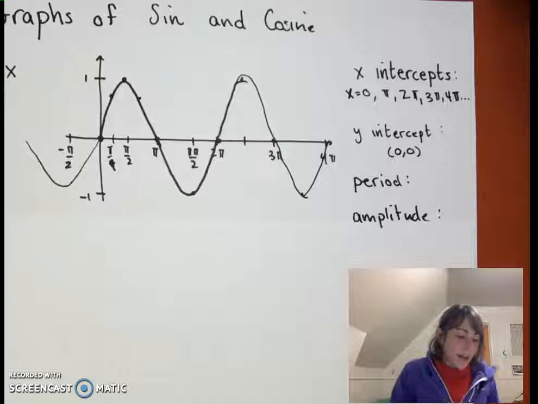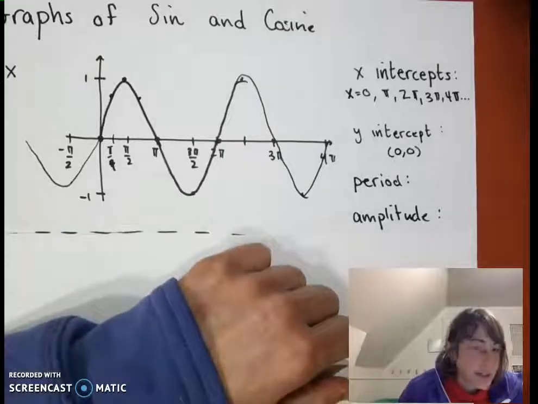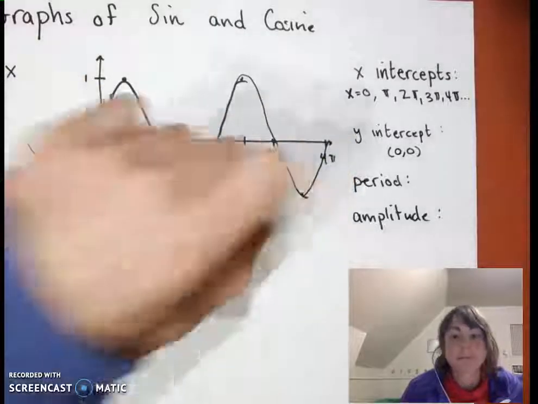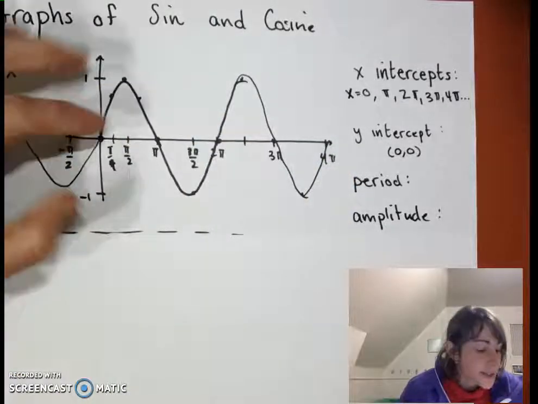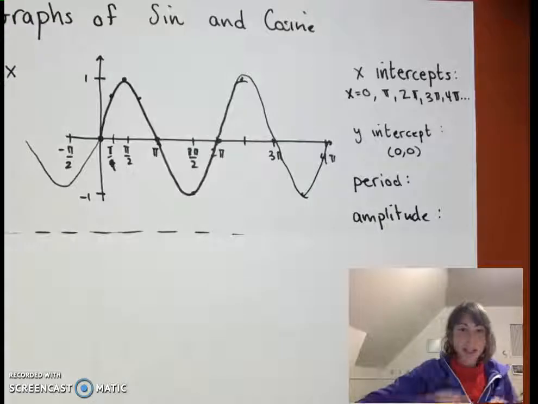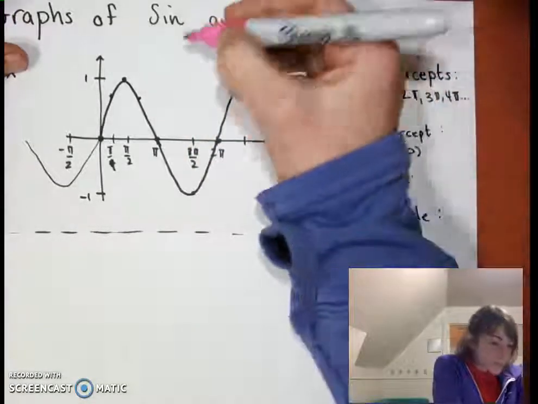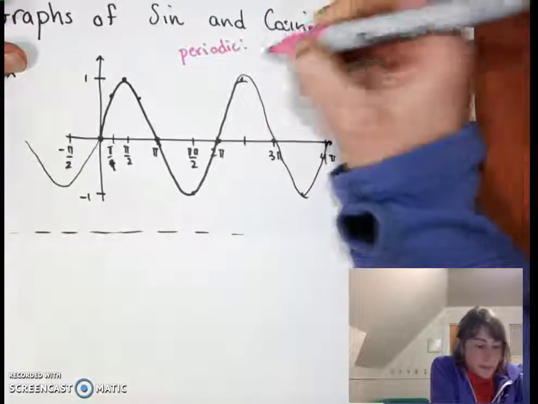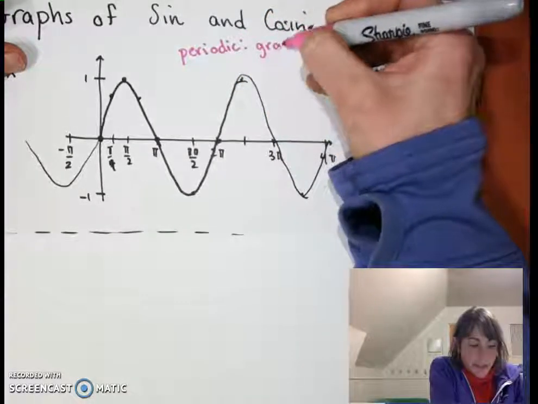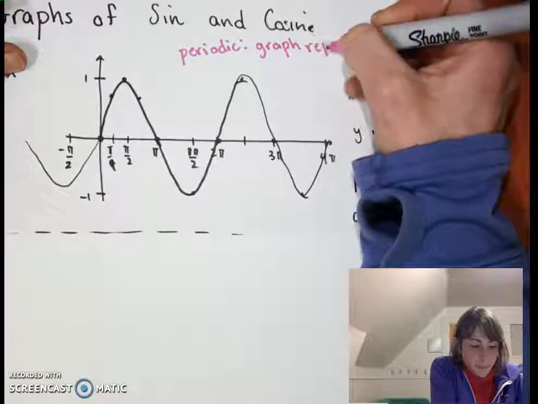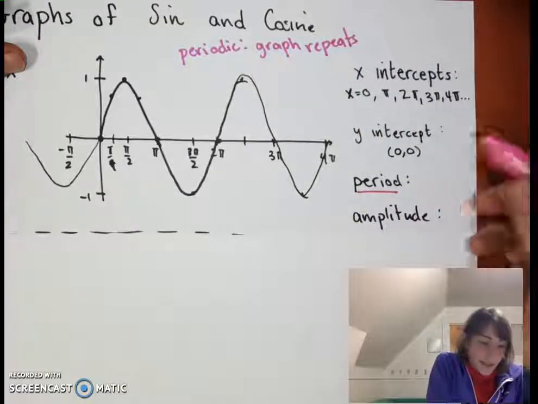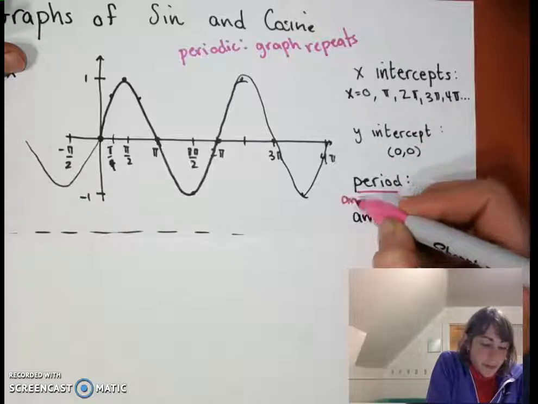Now I want to observe something about the fact that this graph continues to repeat itself. This property of repeating itself is called periodic. So periodic basically means the graph repeats itself. Period is the amount of time to repeat.